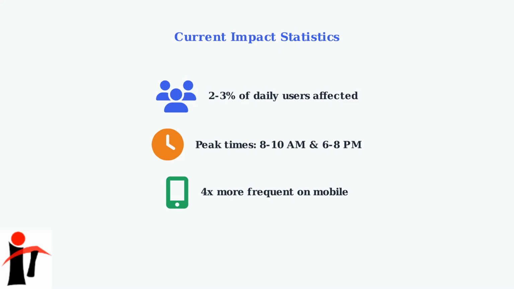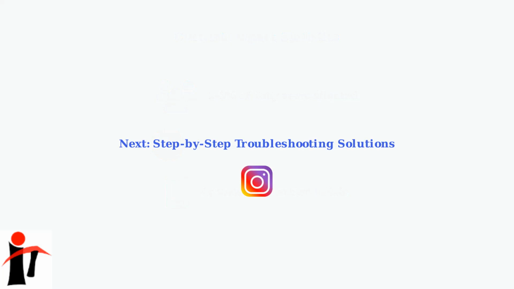The error occurs most frequently during peak usage hours and is reported 4 times more often on mobile devices compared to desktop platforms. Understanding these causes and symptoms is the foundation for effective troubleshooting. In the next section, we'll explore step-by-step solutions to resolve error code 6296 and restore your Instagram access.